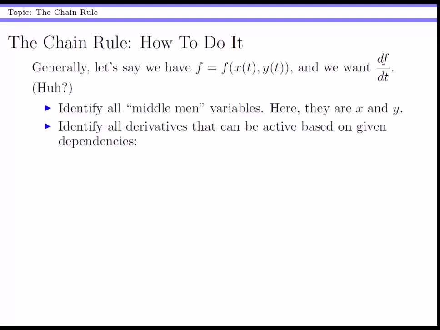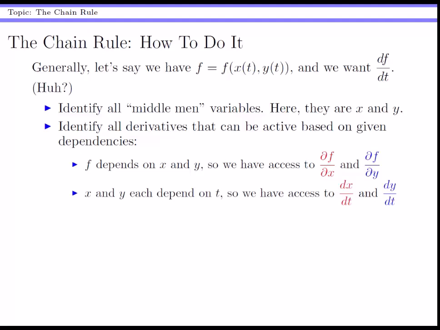We identify all the derivatives that we can come up with based on the equations and the relations that we already have. So here we have, generally speaking, f written as a function of x and y, like f(x,y) equals x squared plus y squared. And so there we would have the derivatives, which are the partial derivative of f with respect to x and y. We also have the relationships between x and y and t, and so each of those relationships would be able to produce the derivatives dx/dt and dy/dt.